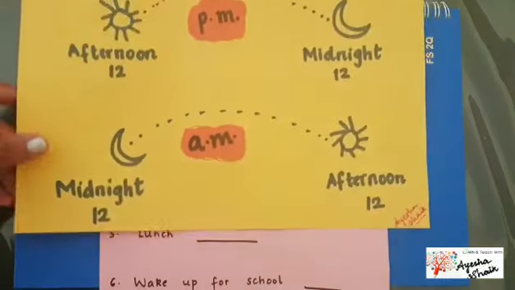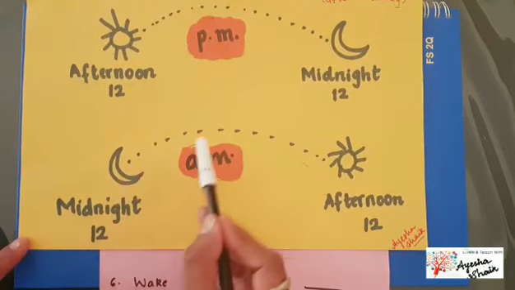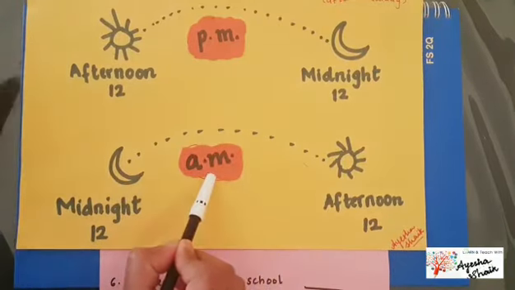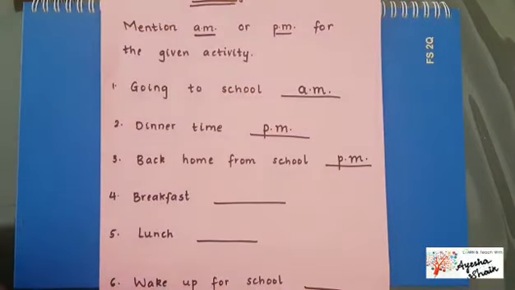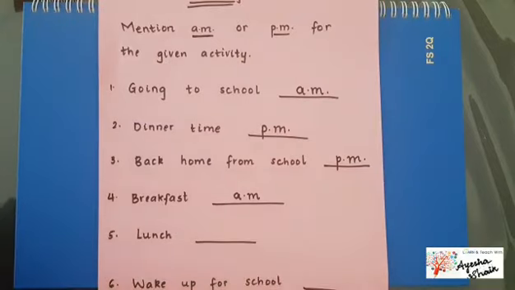Now, breakfast. When do we have our breakfast? Of course, in the morning. So is it AM or PM? Midnight, morning, afternoon. Morning. So it is AM. It's before midday.